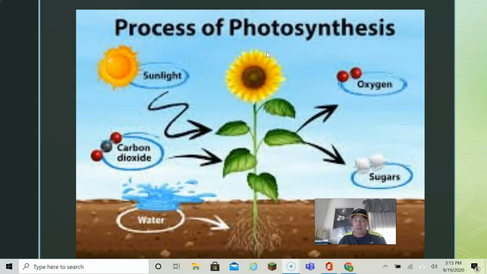So how does photosynthesis work? Well, we have three things that go into this plant and two things that come out. We have sunlight, we have carbon dioxide, what we breathe out, and of course water. You always water your plants. And what comes out is oxygen and sugar, or food for us to eat.